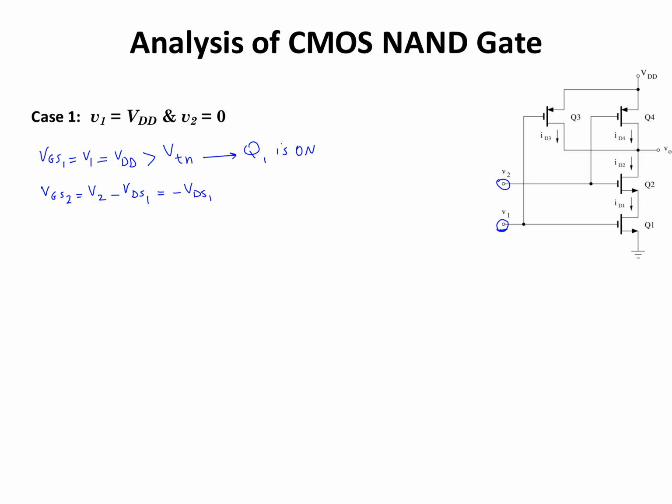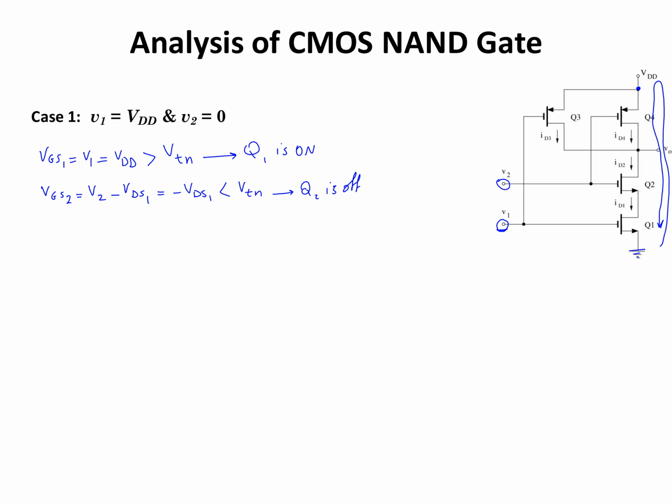So looking at this loop in here, I have VDD volts at this node, and this node is the reference at 0 volts. This VDD is going to be distributed among the drain to source of Q4 and Q2 and Q1. So VDS1 is either 0 or has a positive value. As a result, negative VDS1 has a negative value. As a result, this is less than V threshold for NMOS, which is a positive number. From there, I know that Q2 is off.